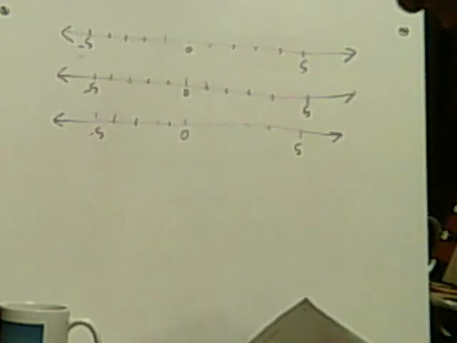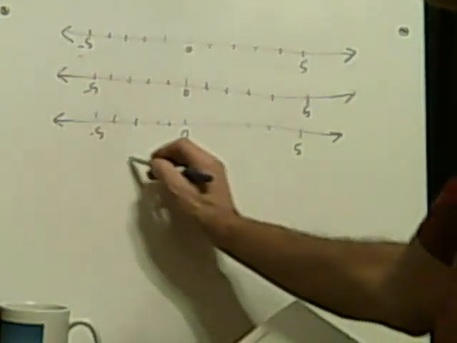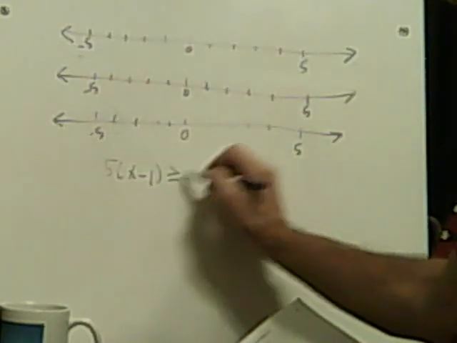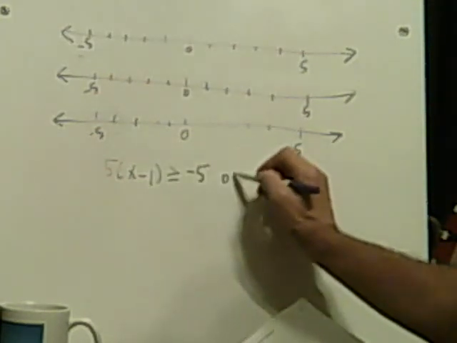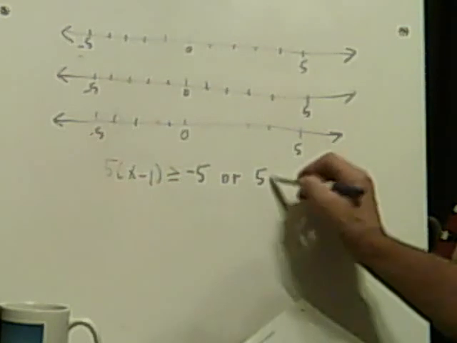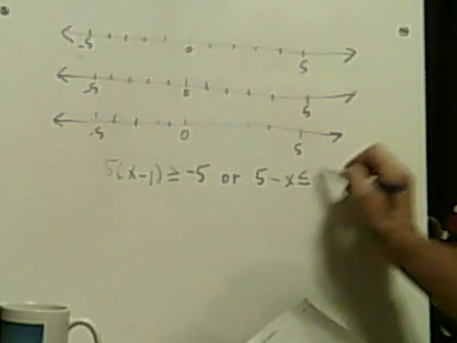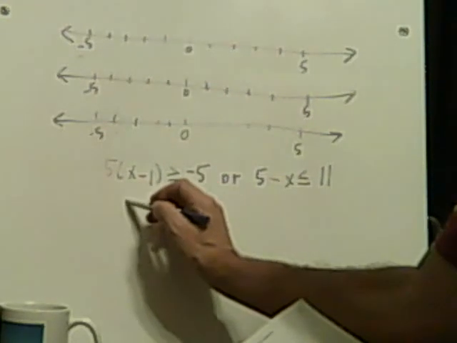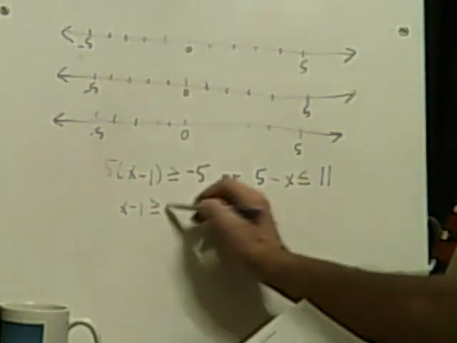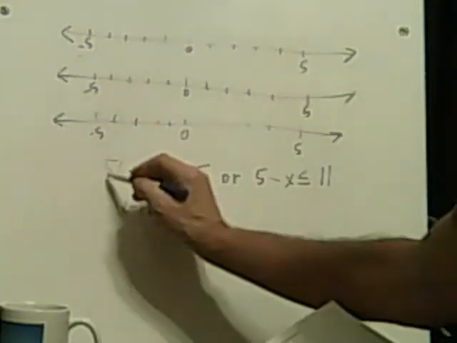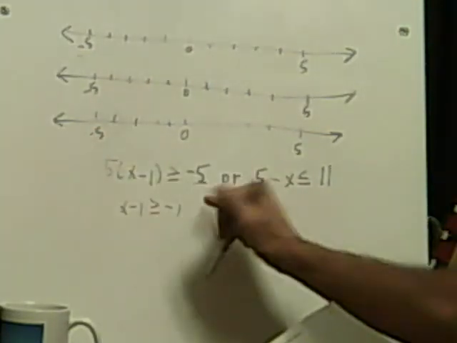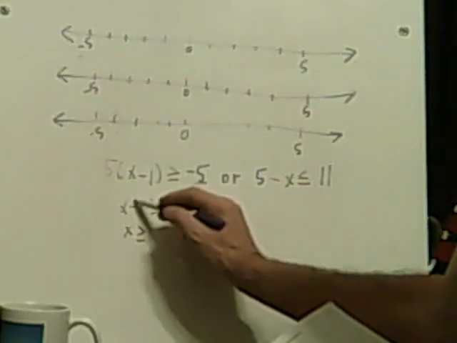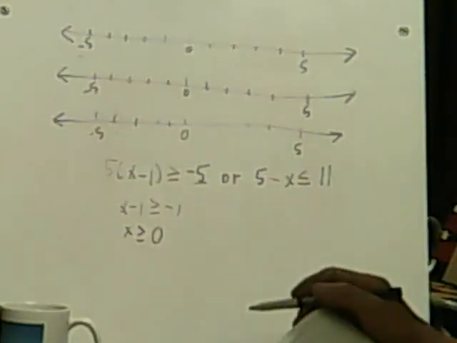Okay, so that brings us to 44. 5x minus 1 greater than or equal to -5, or 5 minus x less than or equal to 11. Okay, on the first one, we're going to get 5x greater than or equal to -5 by bringing that -1 over. Then we're going to have x greater than or equal to -1 plus, this one becomes a +1, x greater than or equal to 0.